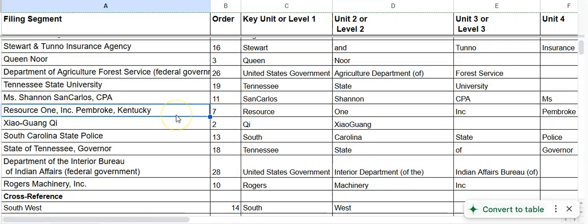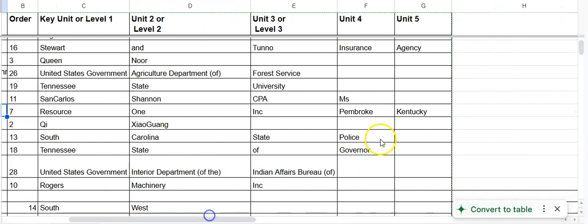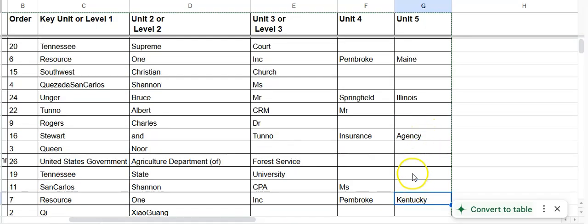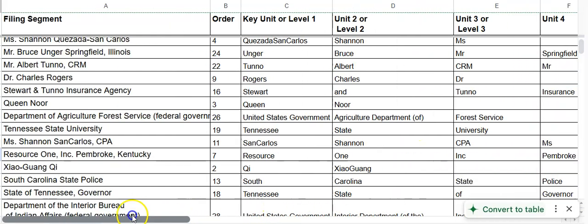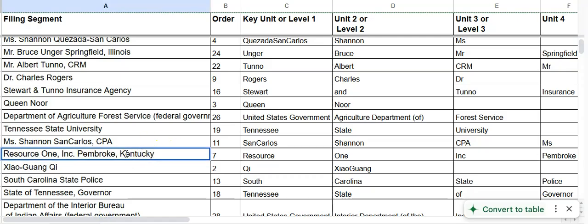Okay, here's the other instance of Resource 1 Inc. in Pembroke, Kentucky. So because Resource 1 Inc. and Pembroke was the same as another one, we are including the state here. Okay, and that's going to be the last unit. So remember we had that one in Maine. Again, make sure that no matter what, you write out the state in full. Even if it was an abbreviation, I think it's KY for Kentucky, you would still write it out.